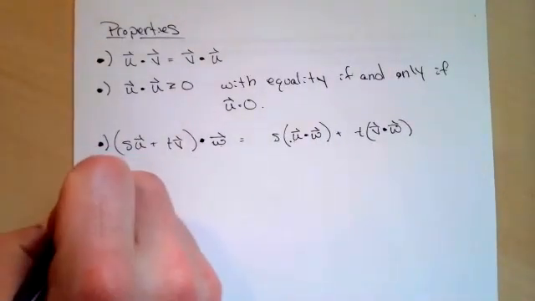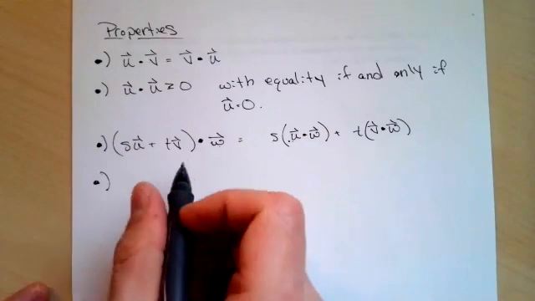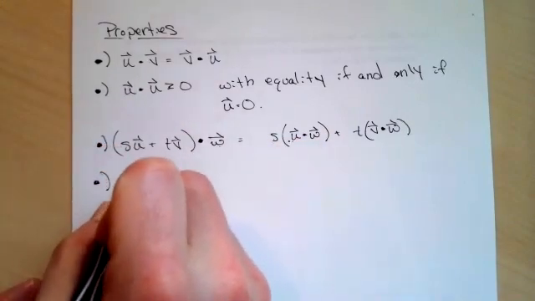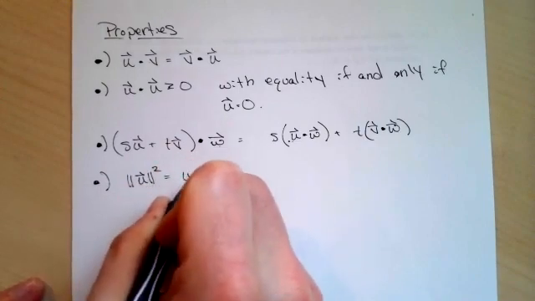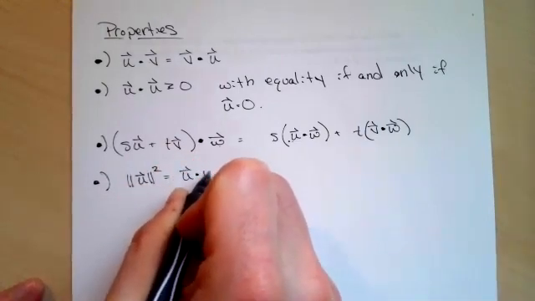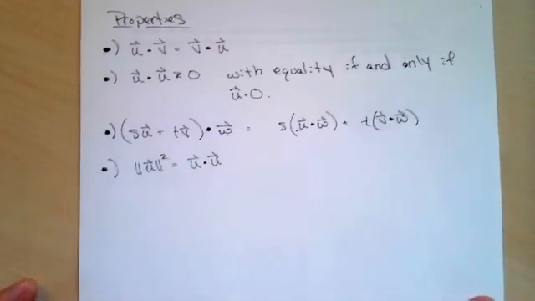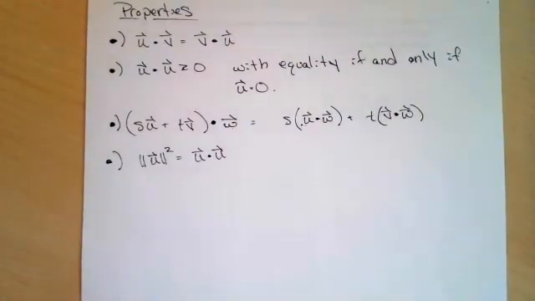And then the last property: a dot product of a vector with itself gives us the square of its length.